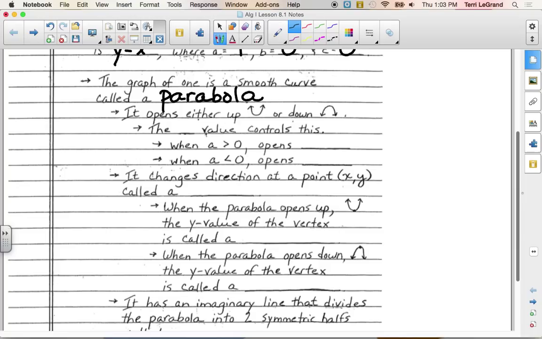Do they all have the same behavior? No. We're all different. They're different. Some of them are fatter, skinnier, some are opening up and some are opening down. Well, we're going to talk about why some open up and why some open down.